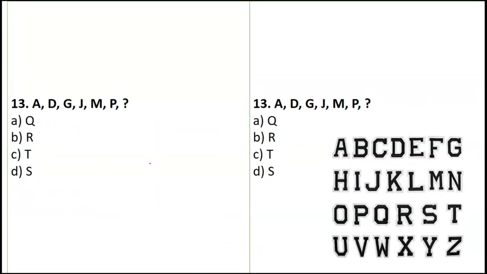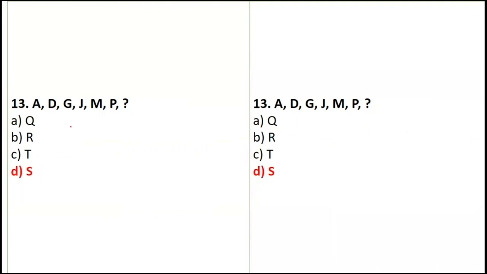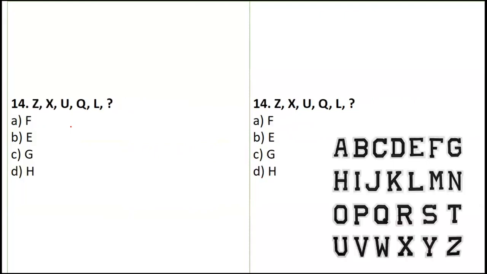Now here for a single alphabet, there is no need to draw the table. You just have to check the sequence. So a gap of 2 from A is D, a gap of 2 is G, a gap of 2 is J, a gap of 2 is M, a gap of 2 is P, so a gap of 2 will become S. So the right answer will be yes. Very easy question, okay.